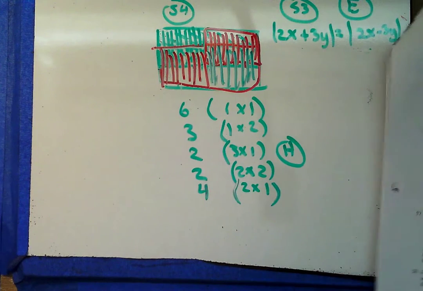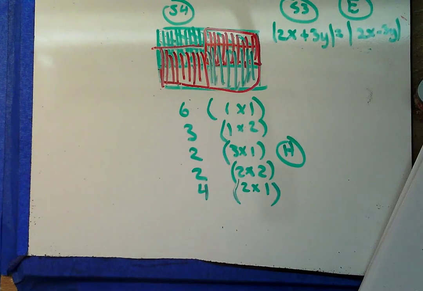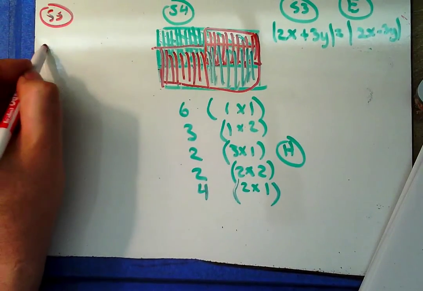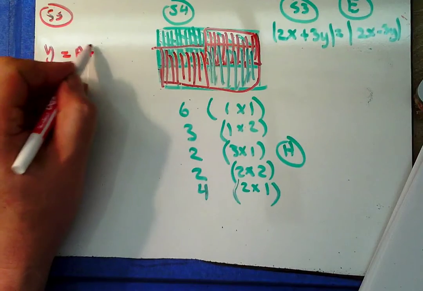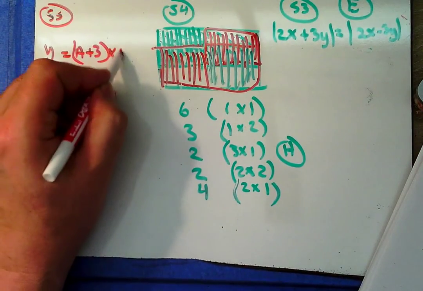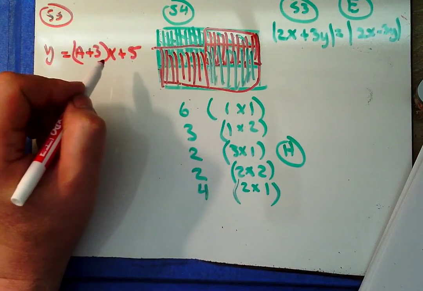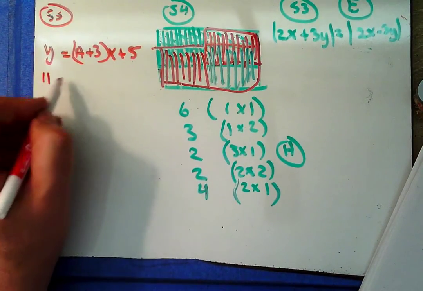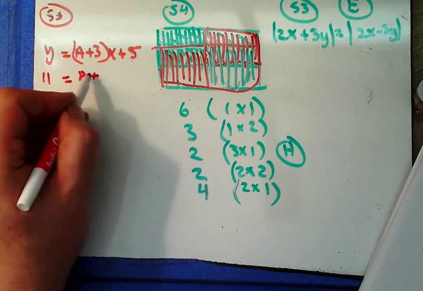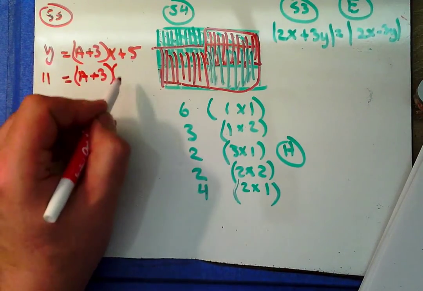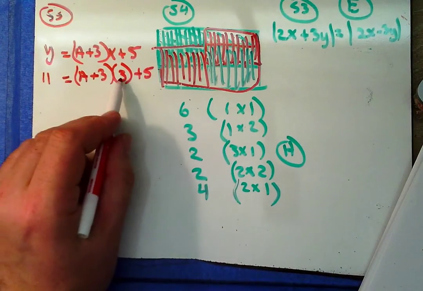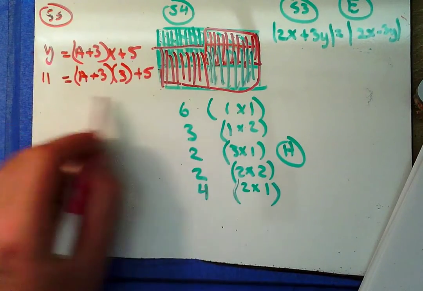Okay, 55. Ooh, we're on the last page. For all real numbers, 55. Y equals A plus 3x plus 5. The line passes through the point (3, 11). Okay, so 11 equals A plus 3, and we said (3, 11), plus 5. I'm going to distribute here. Actually, I'm just going to solve for A.